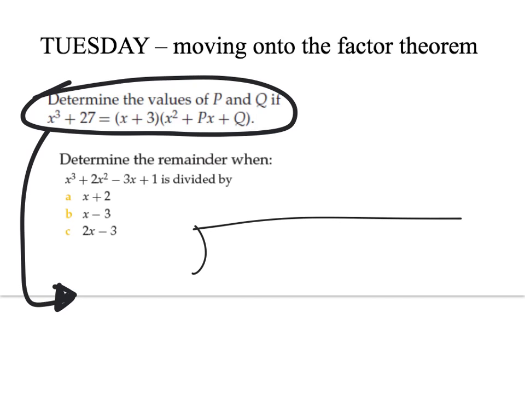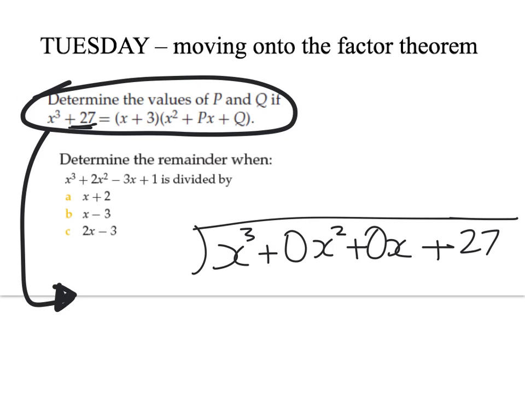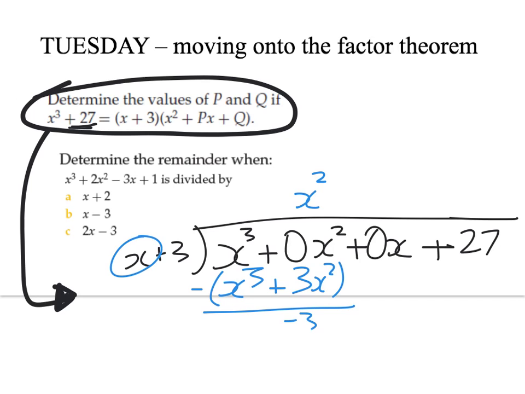So we start as usual and we say we want to divide x cubed plus 27. So we put in our missing powers of x, going in descending order. So x plus 3 into that. So x squared times x will match up to the x cubed. Subtract that off and we get negative 3x squared plus 0x. What times x will give me that negative 3x squared? Minus 3x.